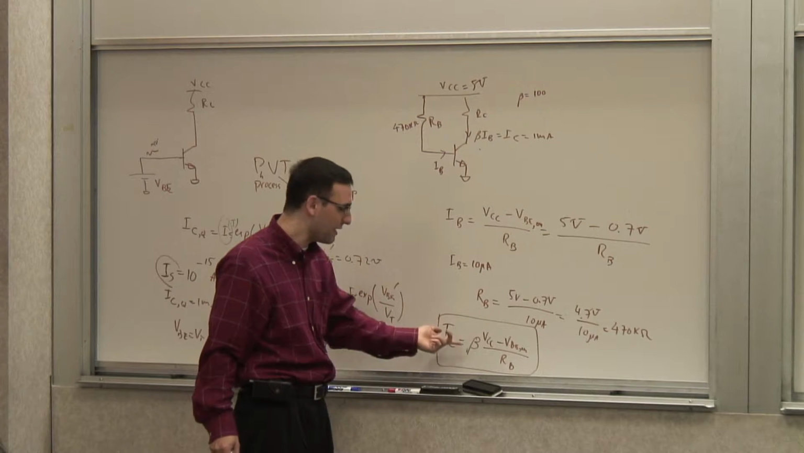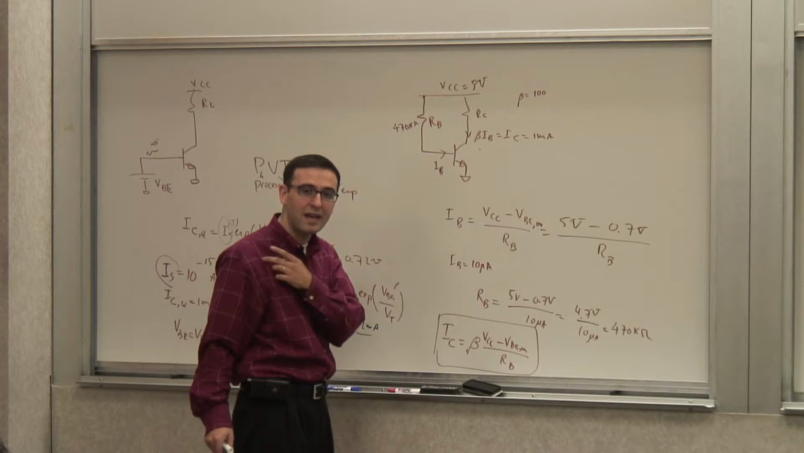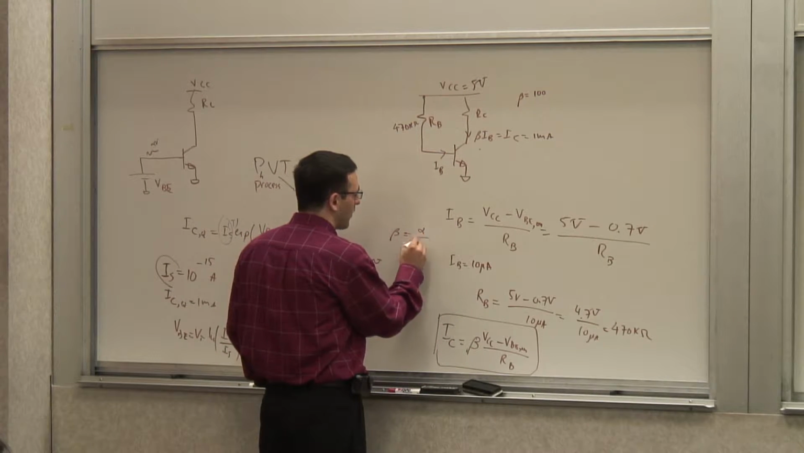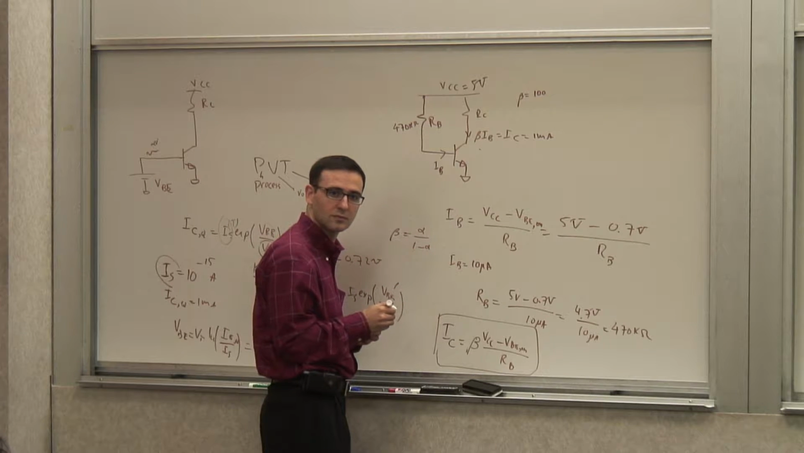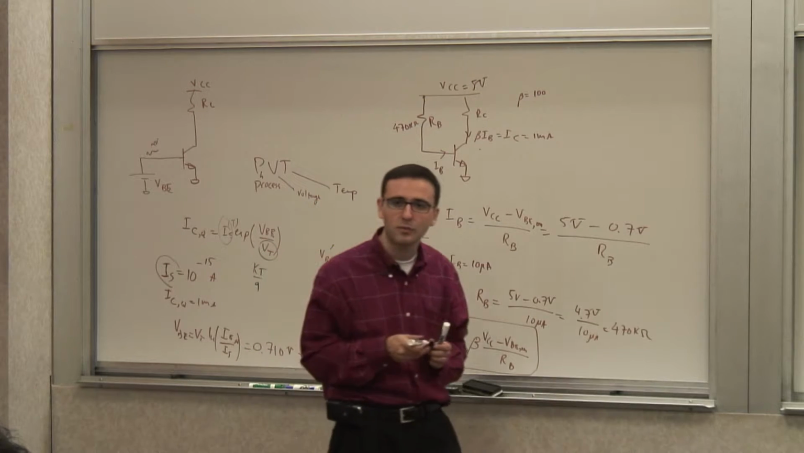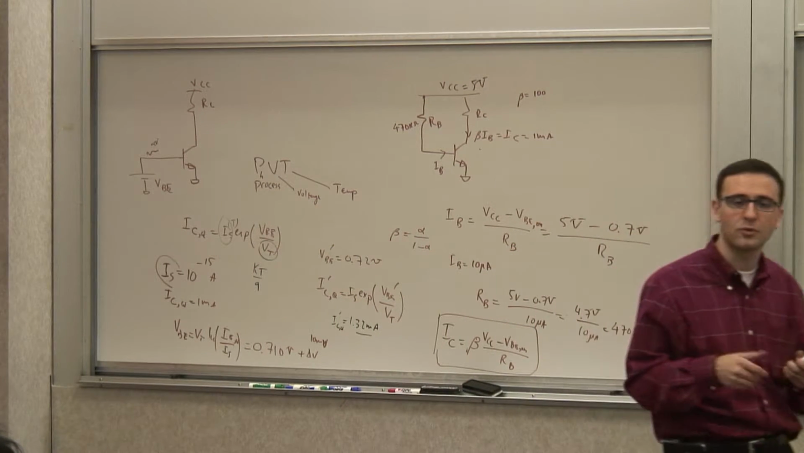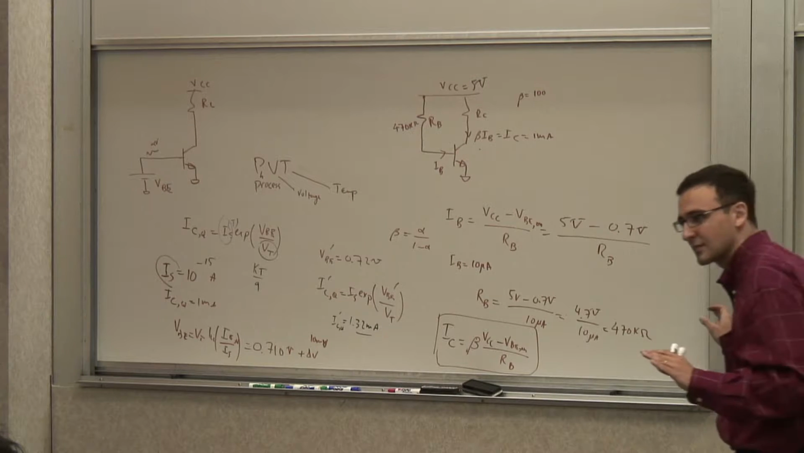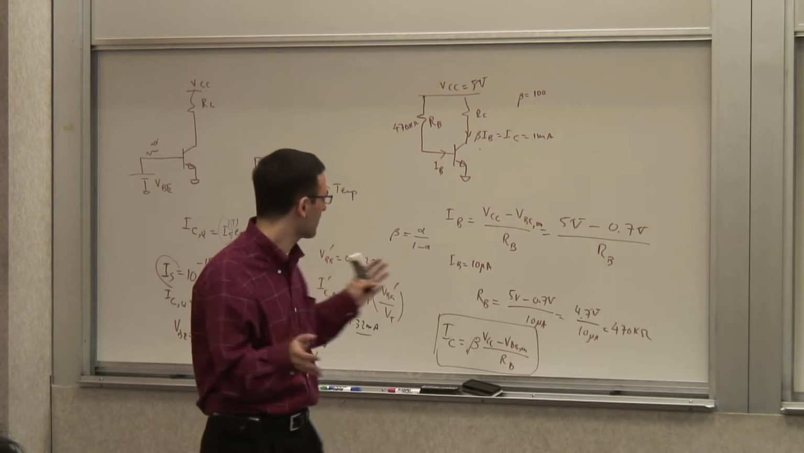Beta. And beta depends on temperature. And beta, remember, beta was what? Beta was alpha over 1 minus alpha. Right? So it has a very strong dependence, a sensitivity to alpha when alpha is close to 1, which is the case for most typical transistors. So again, it's one of those parameters that changes when you breathe on it. Changes once you change the temperature, touch the transistor, all sorts of things.